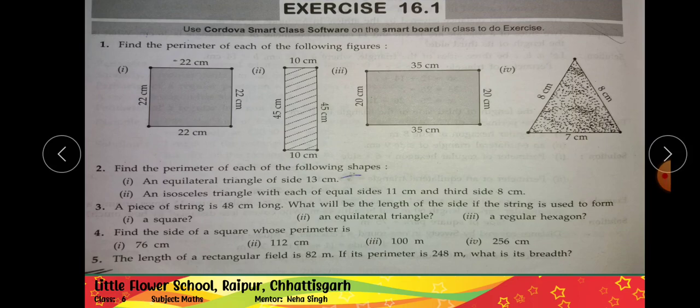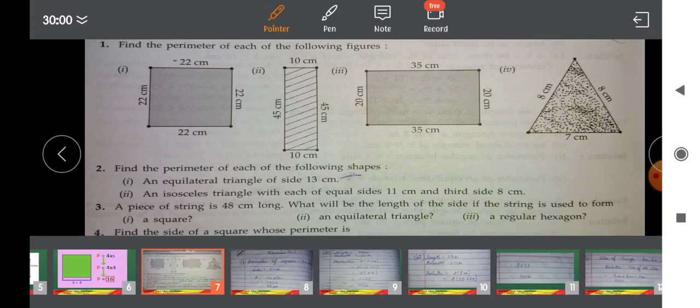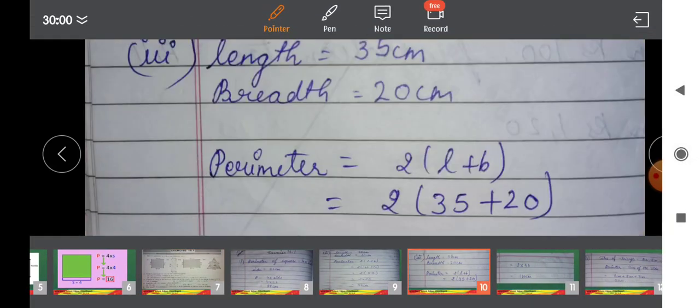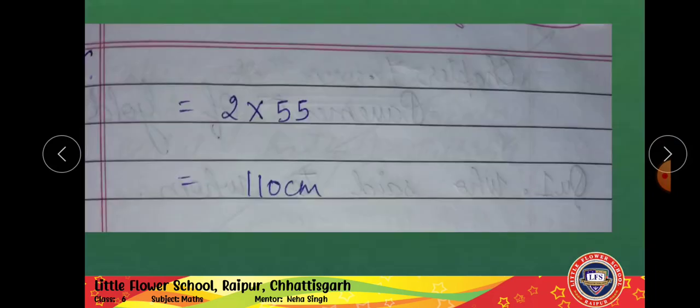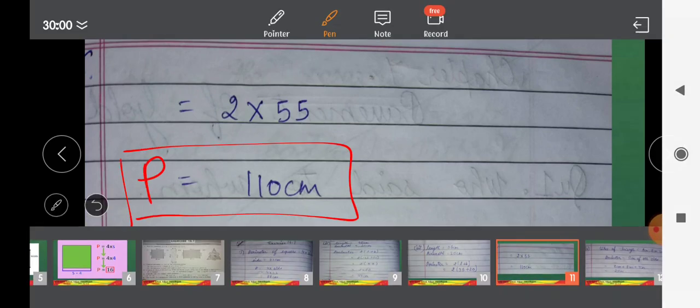Now again this is a rectangle. Length given is 35, breadth given is 20, same formula, 2 into length plus breadth, 2 into 35 plus 20, right? 35 plus 20 is 55, 2 into 55, 110 centimeter. So again the perimeter is 110 centimeter.